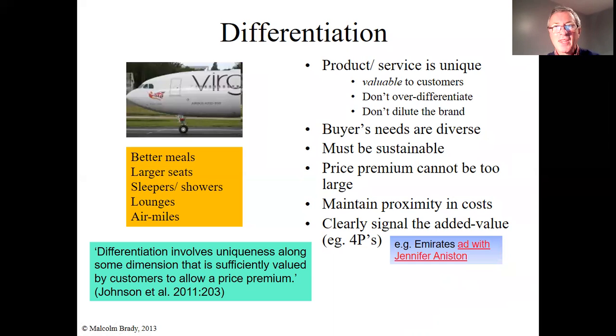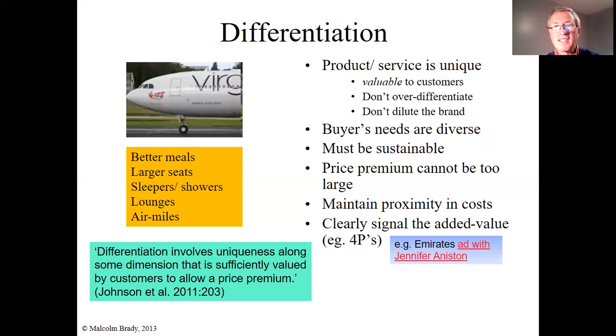Okay, the price premium cannot be too large. You have to be careful not to overprice your differentiation. So that will take a little bit of work sometimes to work out what price premium the market will accept. And you have to maintain close proximity on cost. Offering a premium product, but at huge cost yourself, will reduce your competitive advantage, will reduce your margins. So again, you have to be careful there.